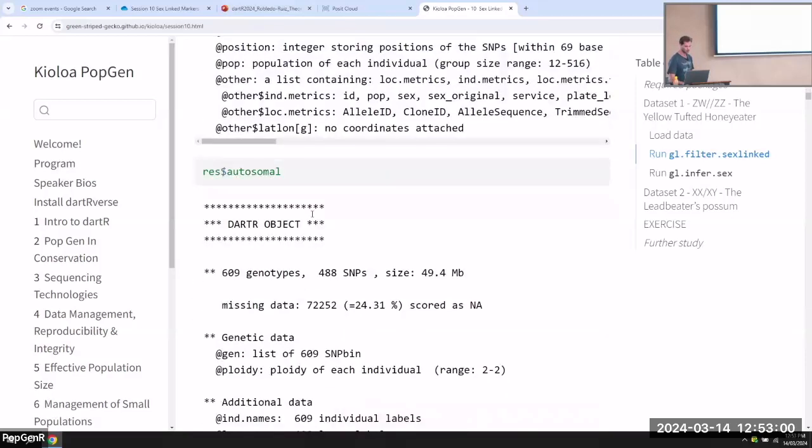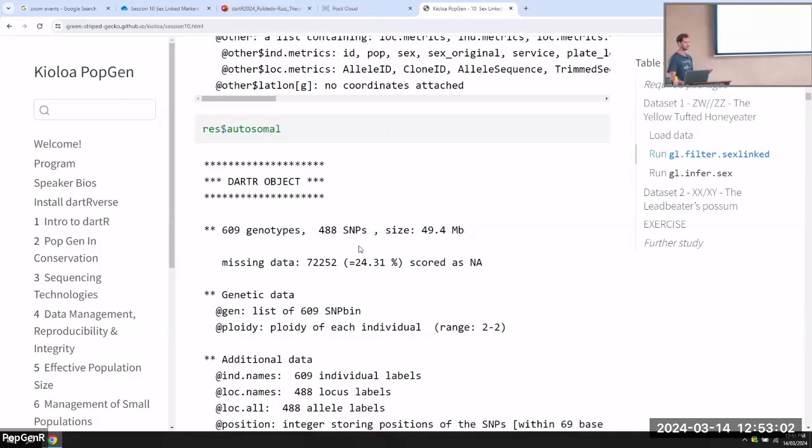And the last one is actually the one that you're going to be interested in when you're going to do population genetics, is you get an autosomal object. So if you're just interested to do PopGen analysis, that's the object you're going to be using after you run this function. And then you go back to your normal filtering, and no issues with sex-linked markers. Everybody happy.